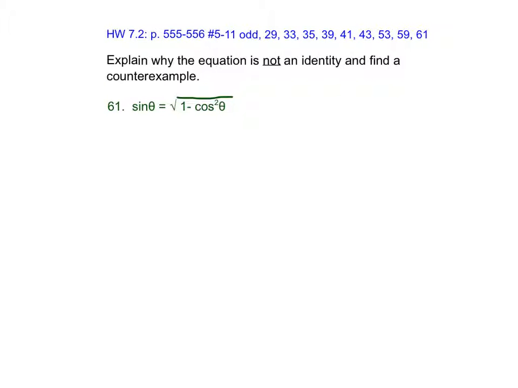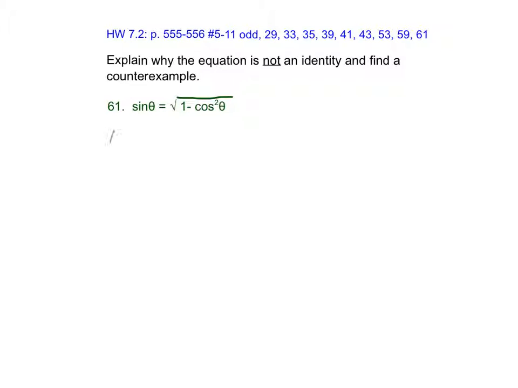This is the solution to problem 61 from homework 7.2. And we're asked to explain why the equation sine theta equals the square root of 1 minus cosine squared theta is not an identity. And then once we explain that, we're supposed to find a counterexample to disprove that this is an identity.